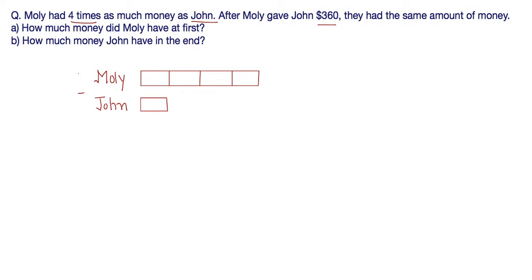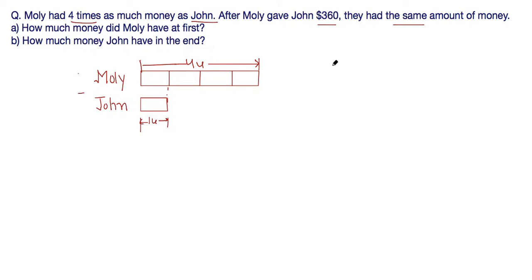Now after Molly gave 360 to John, they had same amount of money. Okay, that means out of this 3 unit, you can see here right now Molly is 4 units, right? Molly is 4 units and John is only 1 unit. So Molly is 3 units more than John, right? This is 1 unit. So before we solve this question, let's take an example.